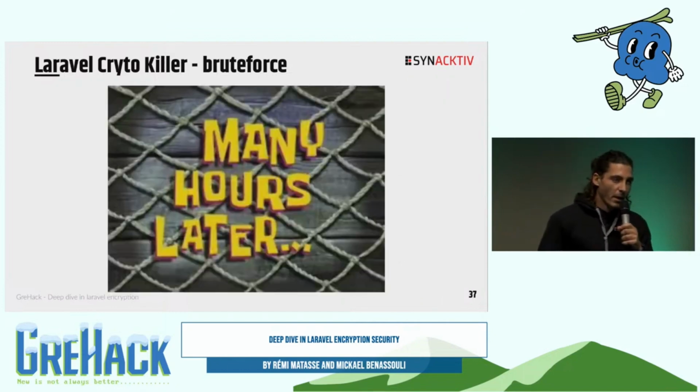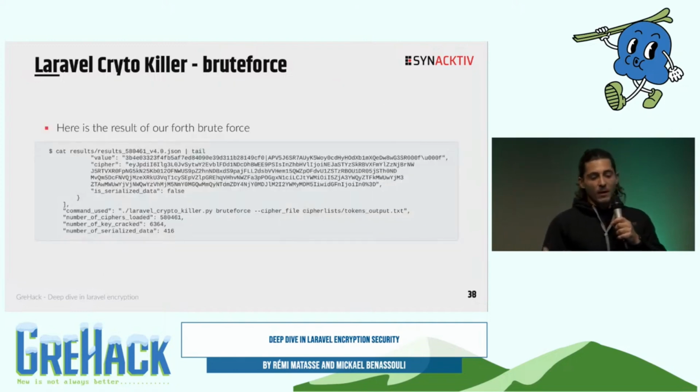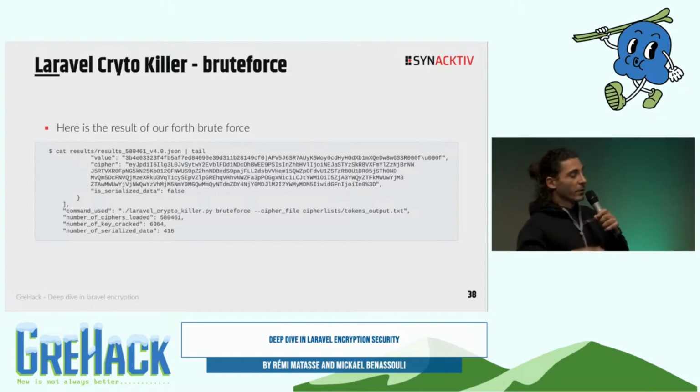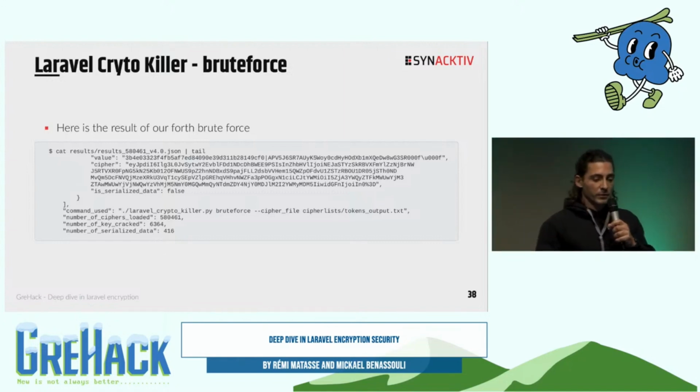We have around 10 hours to brute force all of them with our word list. So after many hours, what is the result of our brute force? Here is a classic sample of the result. You have the value, the cipher we have, and also whether it's serialized data or not, which is especially important if we want to compromise the application, and the common use and specific information about the brute force made.